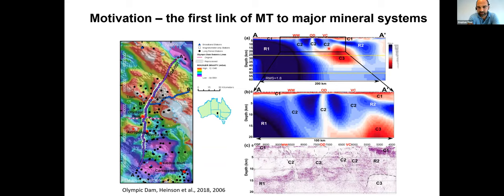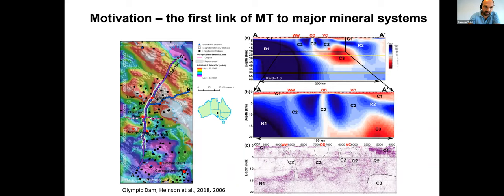So when people first saw this, back in 2006, he had a much lower resolution image of this, but it was clear that there's something going on in the relation or correlation between low resistivity in the crust and some of the major mineral deposits. And that just really made people think, well, A, what are these conductors? And B, what else can we do to find other examples to firm this up?